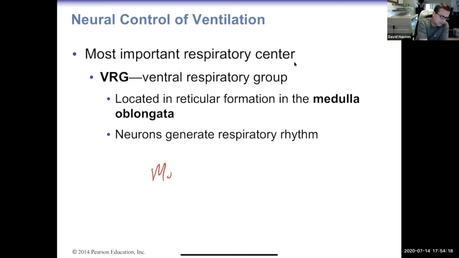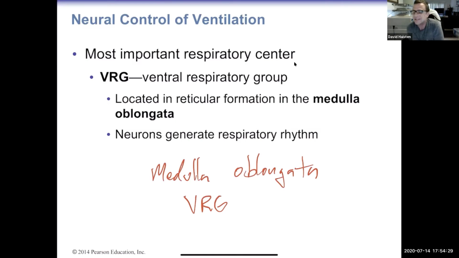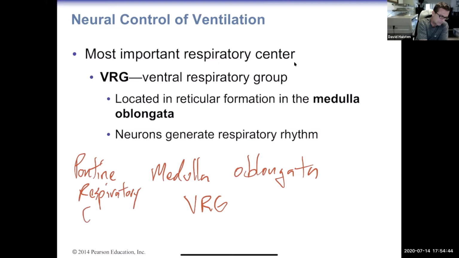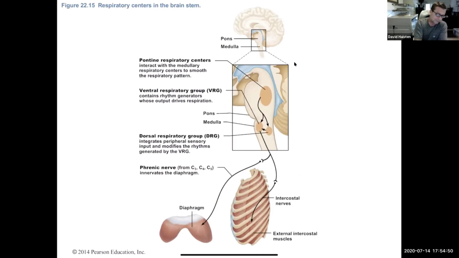So in the medulla oblongata, you have the VRG. There's also the pontine respiratory group in the pons. The pontine respiratory group works with a respiratory center in the medulla. All right. So the ventral respiratory group, it's just rhythm generators. The output drives respiration.